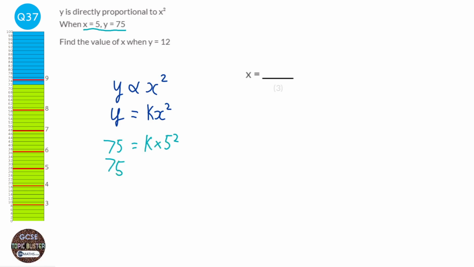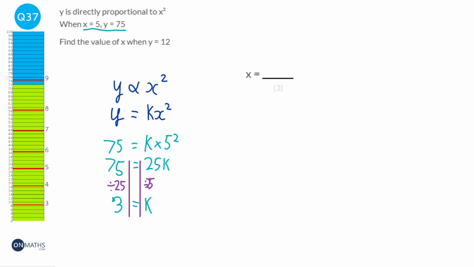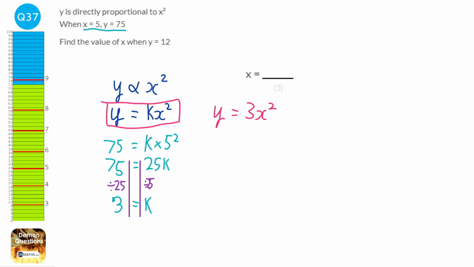So we know that 5 squared is 25. And then just quickly solve this. So I'm going to divide both sides by 25, and as you can quickly see, k is going to equal 3. Rewrite the equation. So I'm just going to rewrite this, but with k as 3. K is a constant, so we know that that will be correct for all values of y and x.